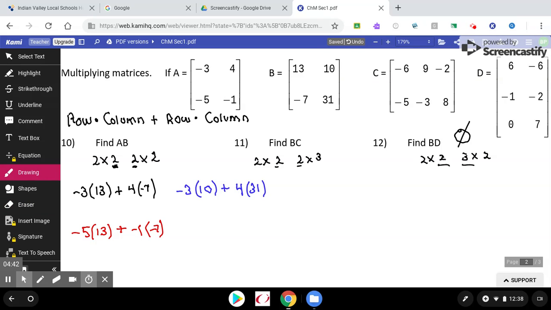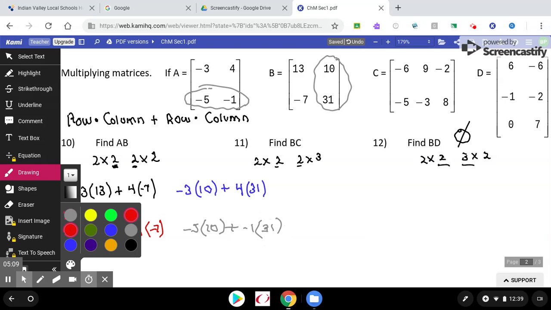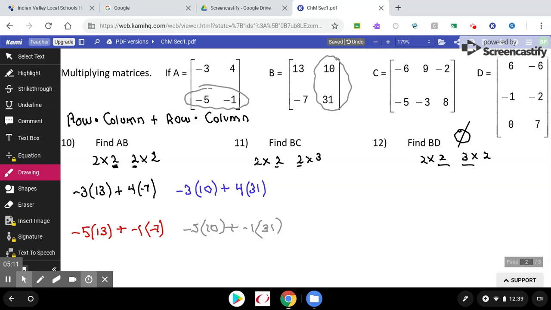All right. The -1 is that last number, but he's in the bottom row. And that 31 is in the last column. So I want the first number circled times the first number circled plus the second number circled times the second number circled. And there you go, folks. Now you got to pick up a calculator and actually do it.